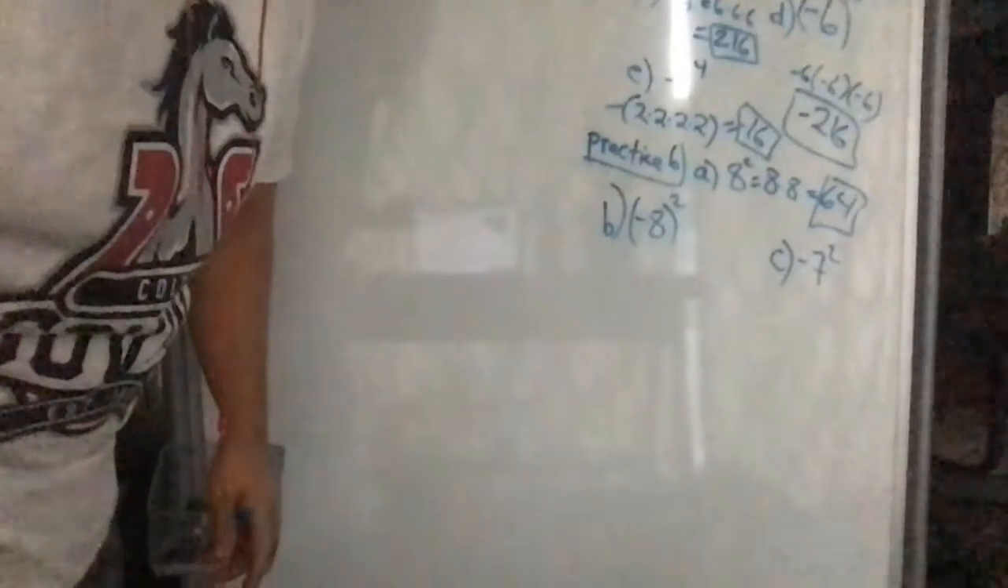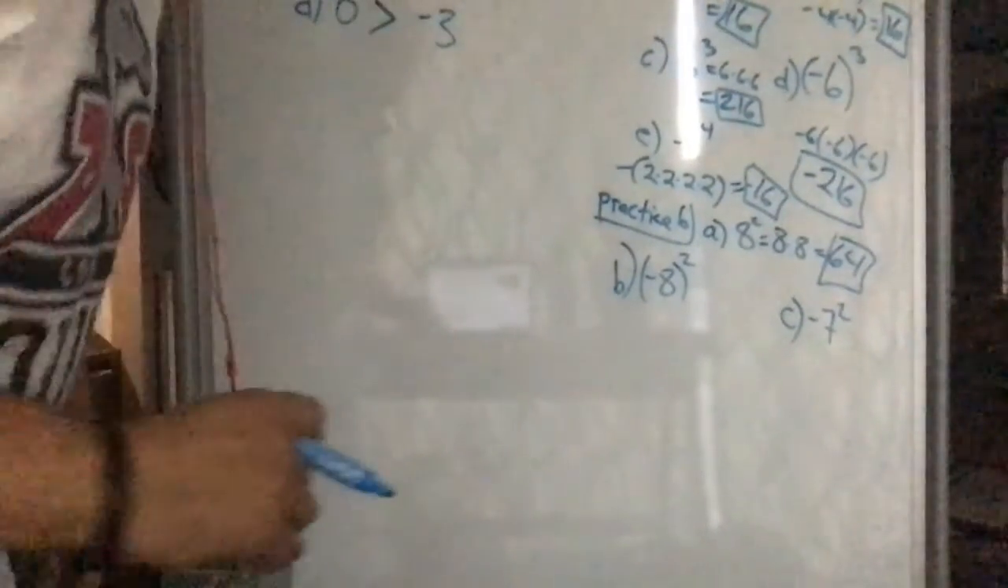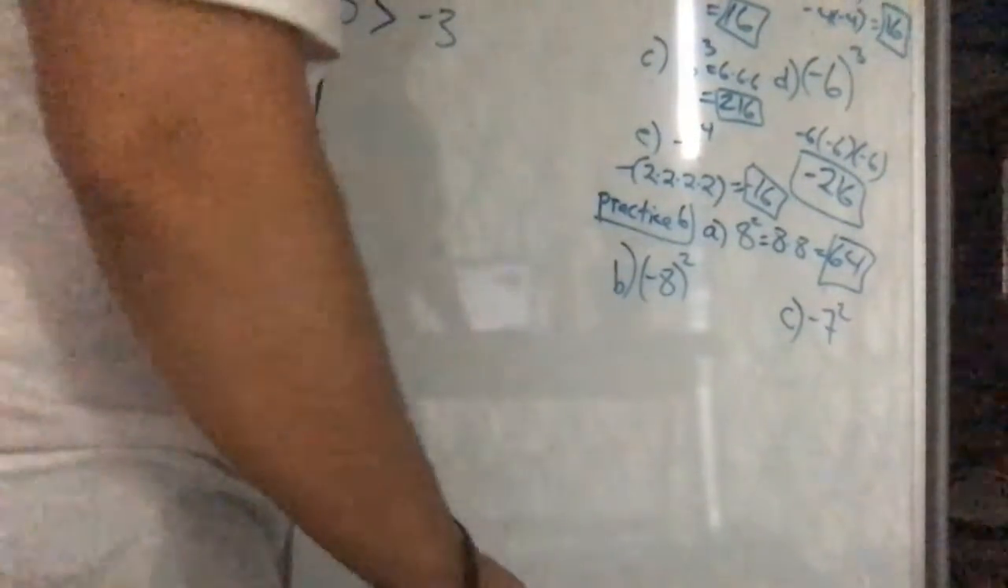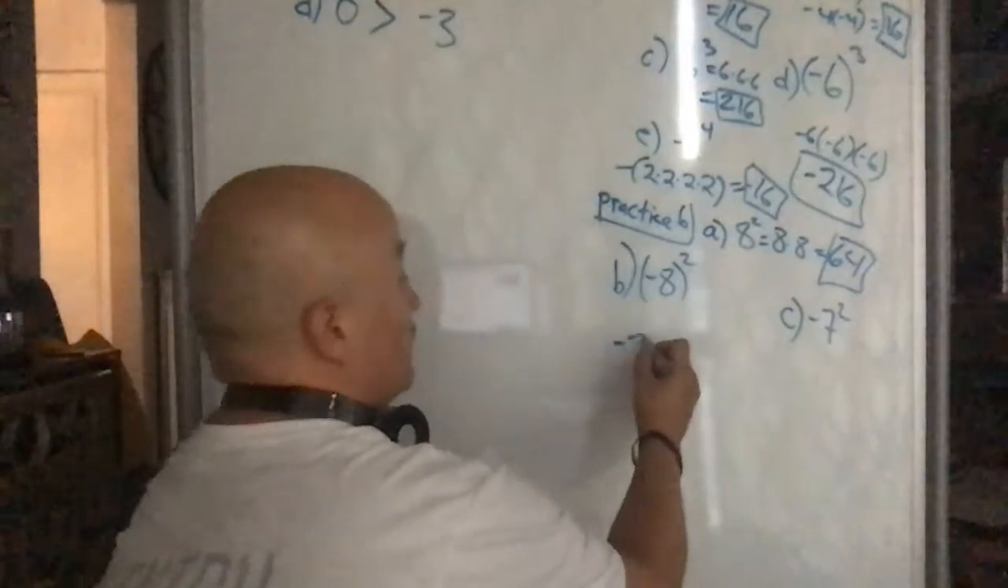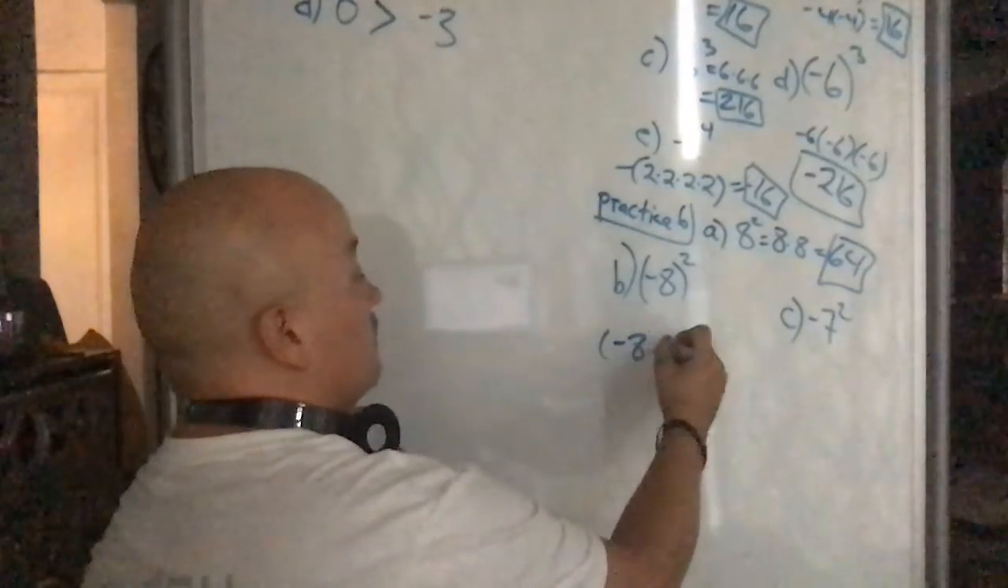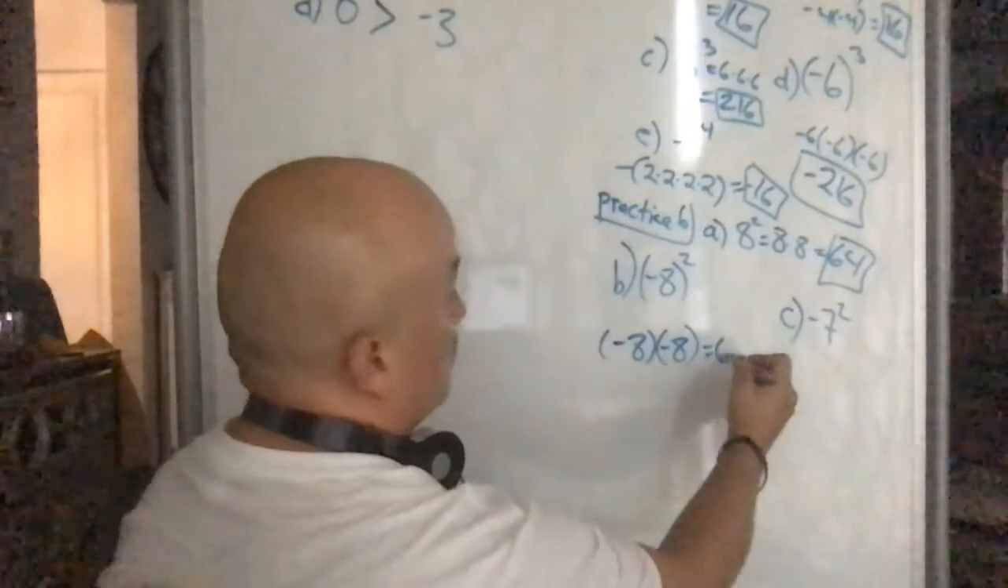Let's see if I can get a better look at that. Here's that. And then here I have a negative 8 squared. There is parentheses, right? So this one is negative 8 times negative 8. So this one's a positive 64.